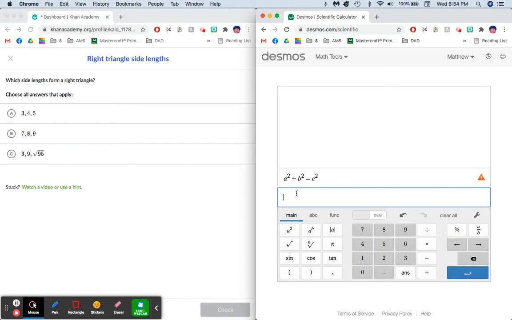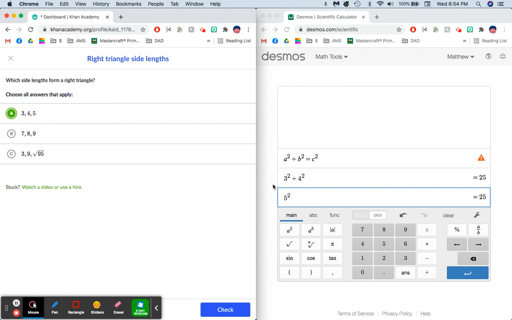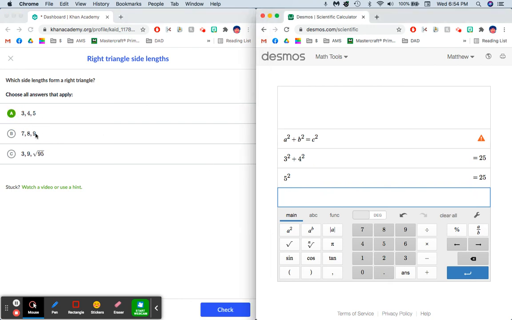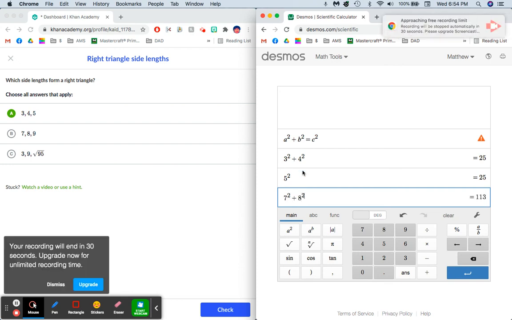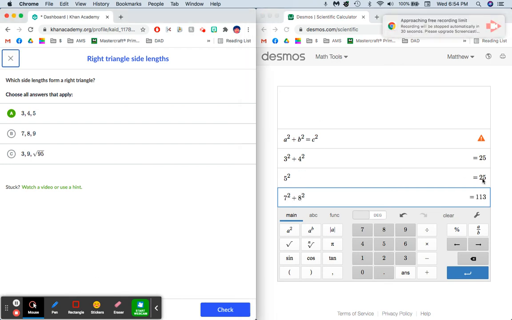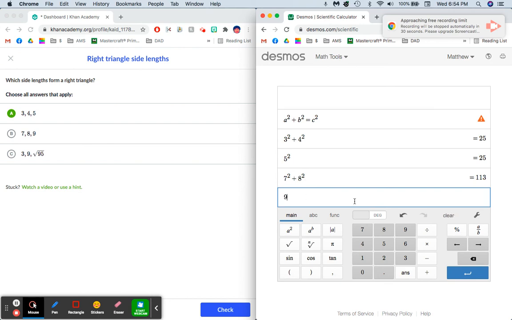So let's try 3, 4, and 5. Let's try 3 squared plus 4 squared. Does it actually equal 5 squared? And the answer is yes. 25 is equal to 25. So this one's good. I'm going to keep going here. Does 7 squared plus 8 squared equal 9 squared? Let's test it. 7 squared plus 8 squared equals 113. Let's see if that equals 9 squared. Definitely not. So we cannot choose that one.